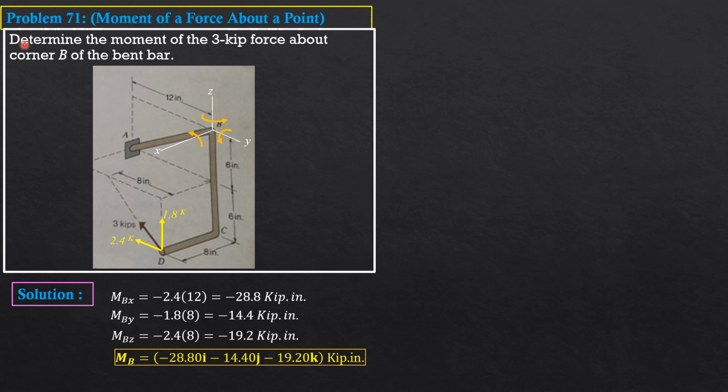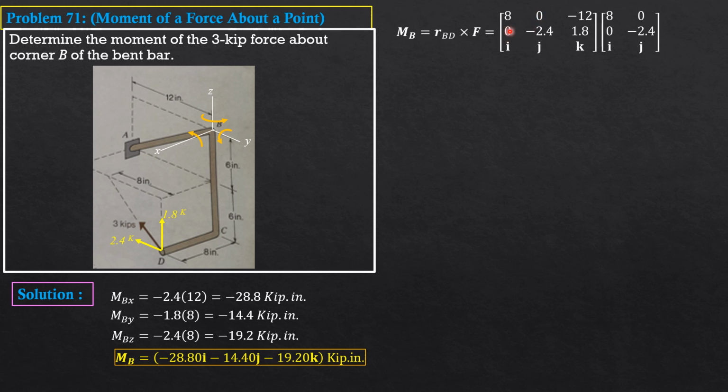Then by vector approach, the moment about B is r_BD cross the force. So MB is r_BD, the position vector from B to D, cross the force, and BD is negative 12 along Z, positive 8 along X. So 8i, 0j, negative 12k. Negative 12 along Z, forward, positive 8 along X. So no movement along Y.